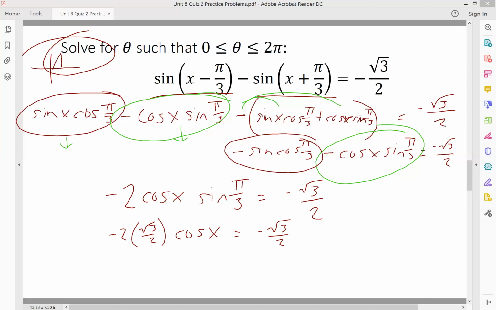So we get negative root 3 times cosine of x equals negative root 3 over 2. Divide both sides by negative root 3, and you get cosine of x equals positive 1/2. So you want to tell me the values for theta, which would actually be x, such that your x value is in between 0 and 2 pi. Remember, it cannot be equal to 2 pi, so there shouldn't be an equal to under that.